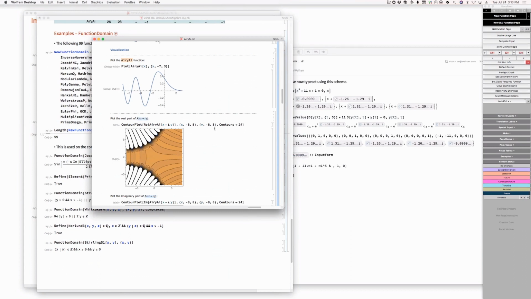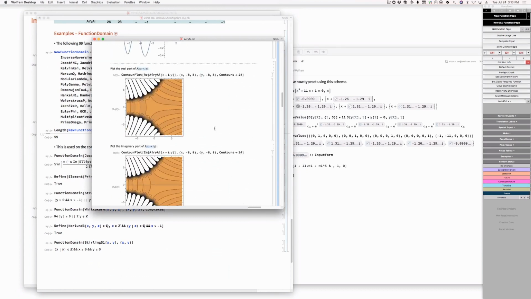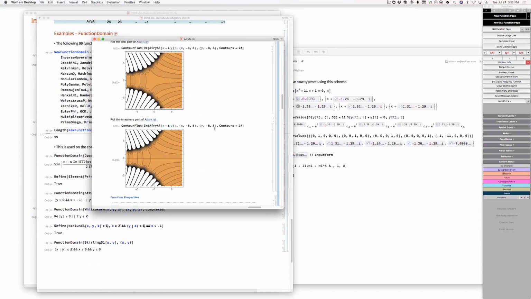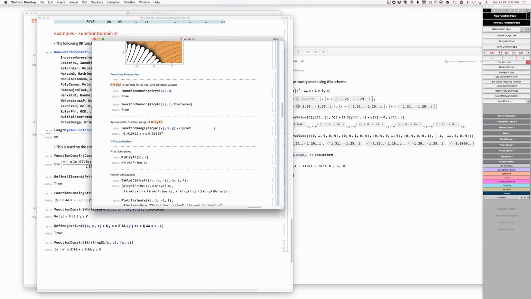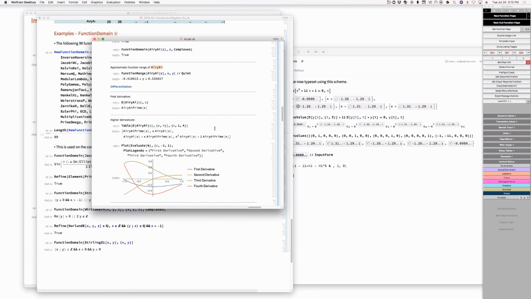That's beautiful. I didn't know that's what the Airy function looked like in the complex plane. We've done it for every function in this list of 100, and 150 more are coming for 12.1. Then there are nth derivatives as well.